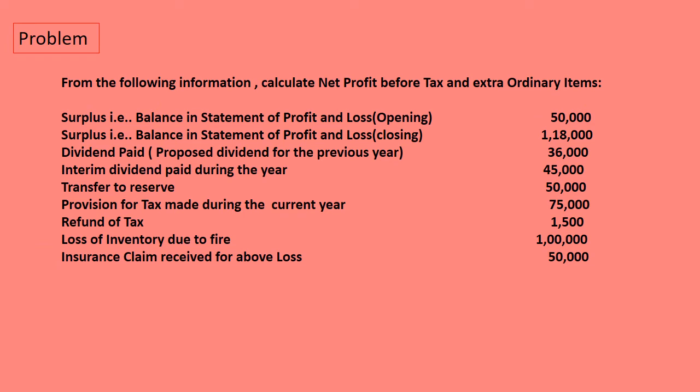Now, from the following information, calculate net profit before tax and extraordinary items. If we do the problem, we can understand more easily. Surplus, that is balance in statement of profit and loss, is 50,000 as opening balance, and closing balance is 1,18,000. Dividend paid, this proposed dividend for the previous year, is 36,000. Interim dividend paid during the year is 45,000. Transfer to reserve is 50,000. Provision for tax made during the current year is 75,000. Refund of tax is 1,500. Loss of inventory due to fire is 1 lakh, and insurance claim received for the above loss is 50,000. Let us see how we can find out the net profit before tax and extraordinary items from these items.